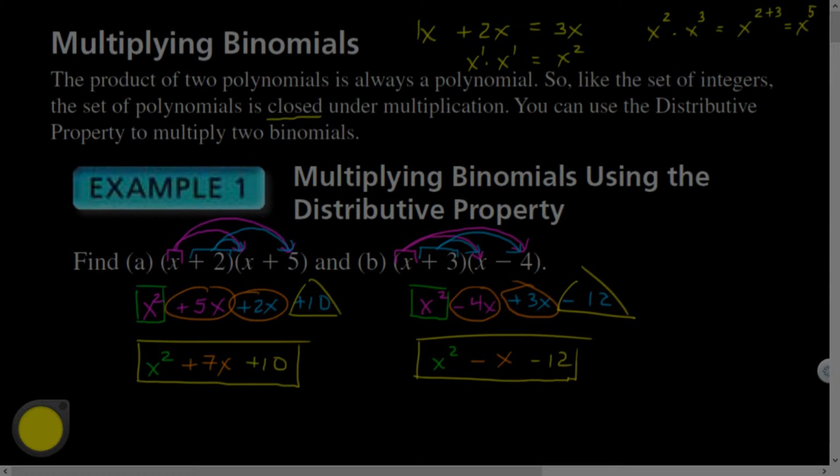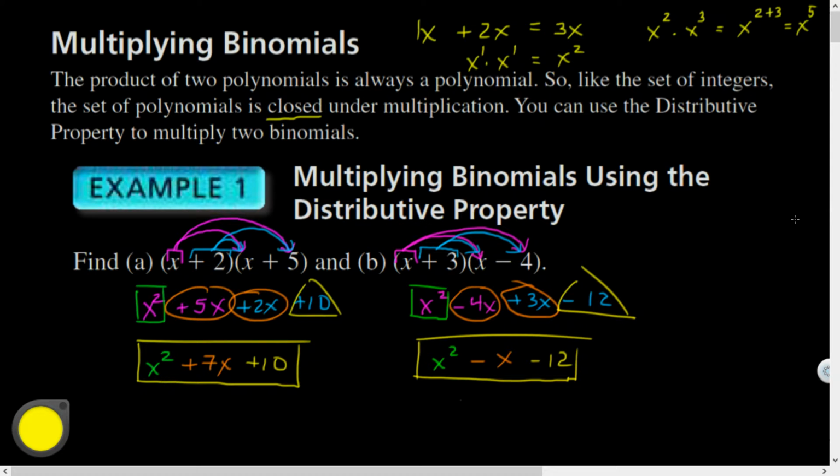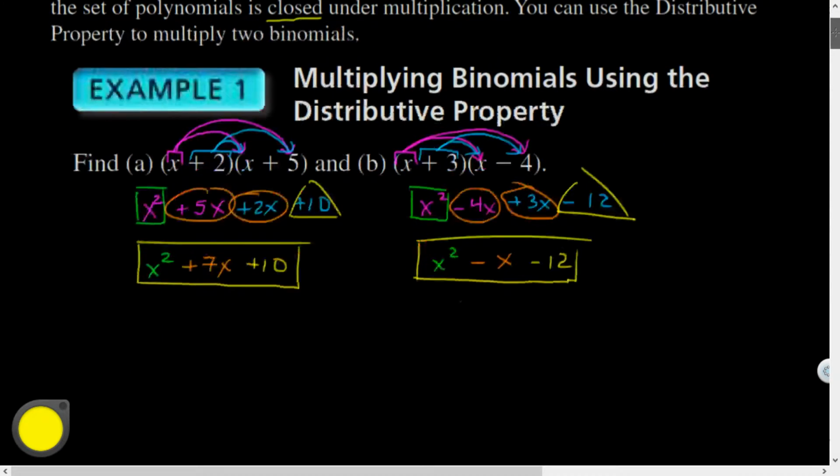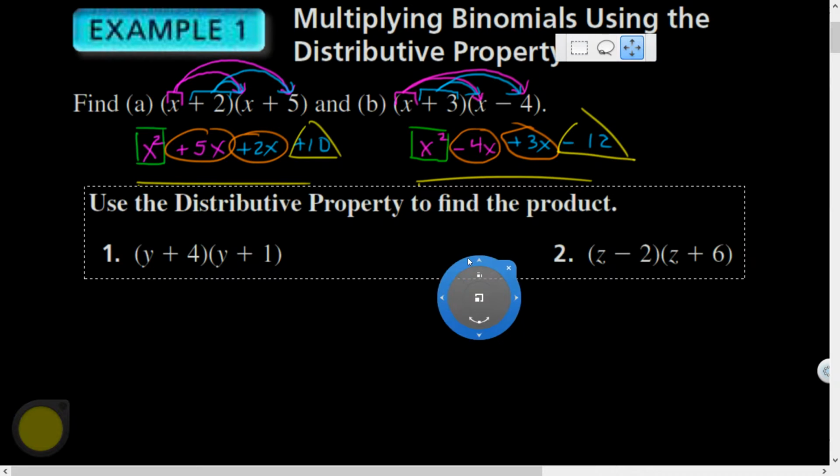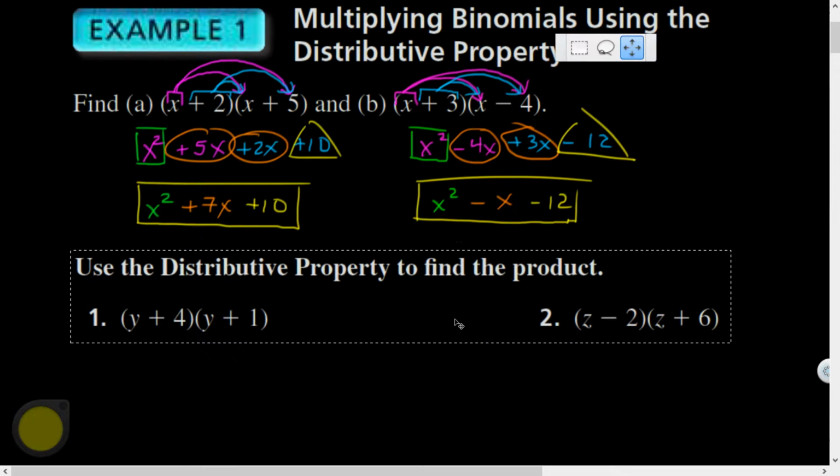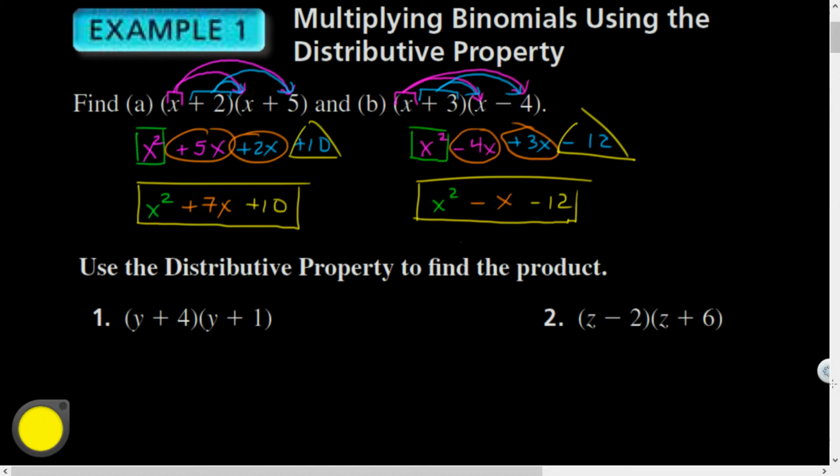All right. Well, let's see. I'll give you some more to look at here, and it doesn't just have to be in terms of x's. You also could have other variables like y's and z's. How creative of these mathematicians.